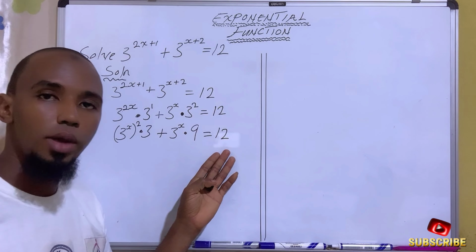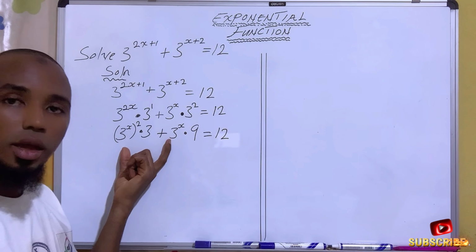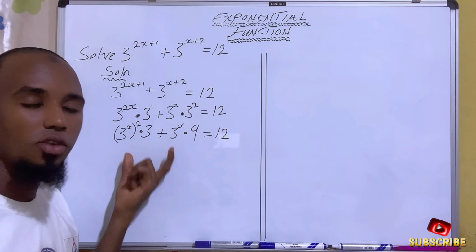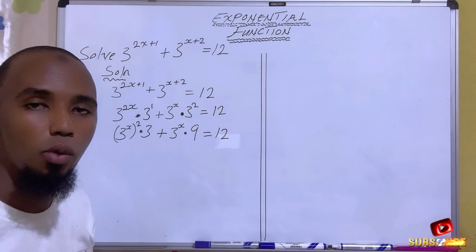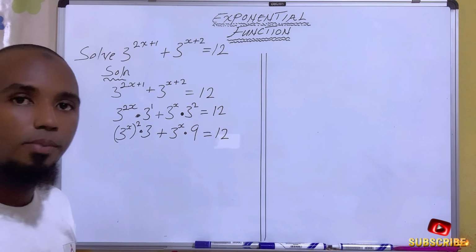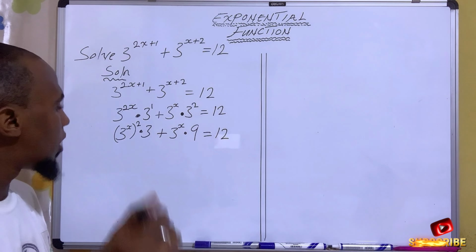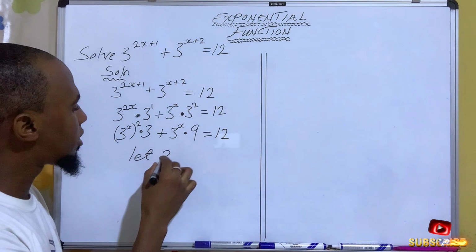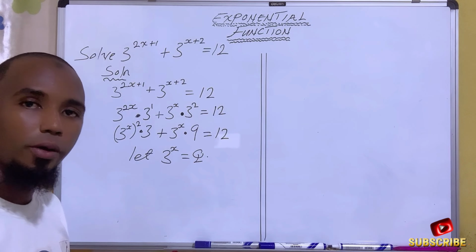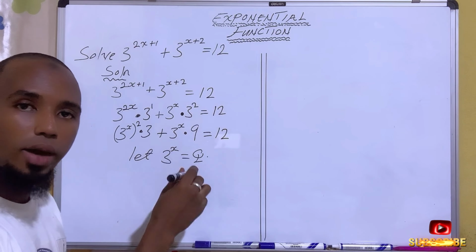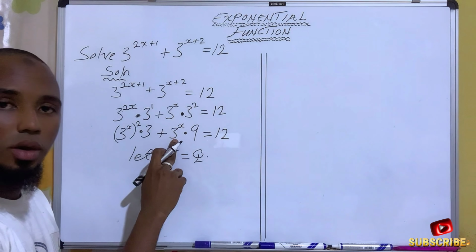Now from this point what we are going to do is to let some letter be equal to 3 to the power x, in order for us to have a nice quadratic equation and solve for that particular letter. Then we turn it back and find the value of x. Now let 3 to the power x be equal to any letter. I will use q. Anywhere I see 3 to the power x, I will replace it with q. Now here I will replace it with q, and also at this point here.